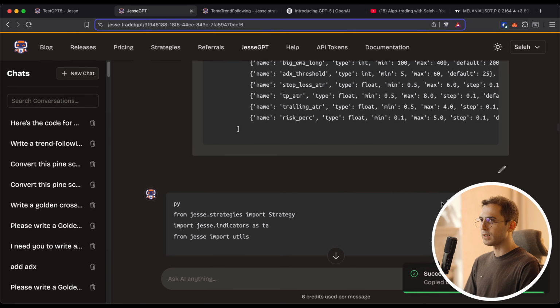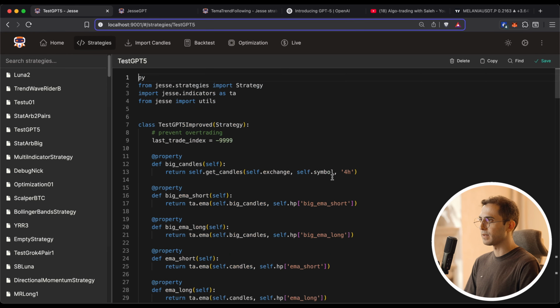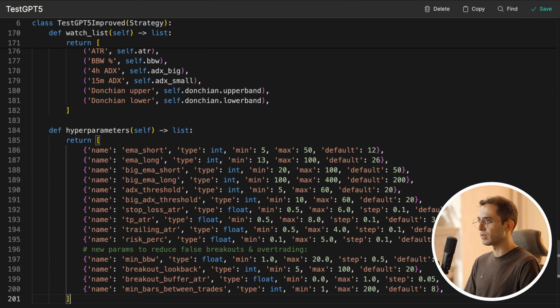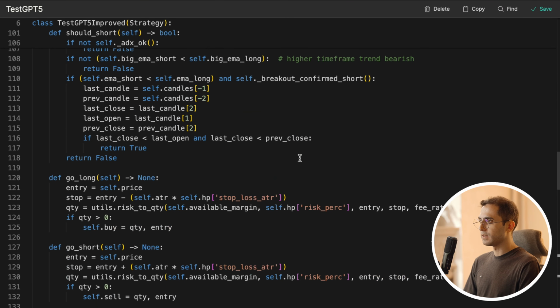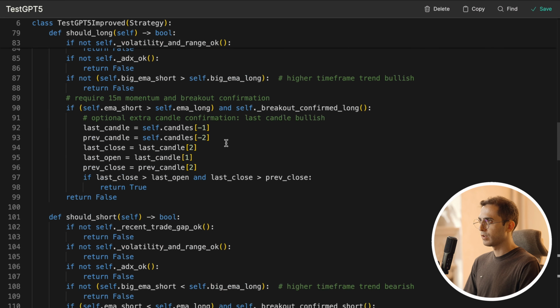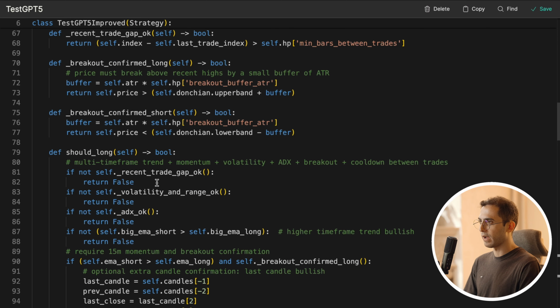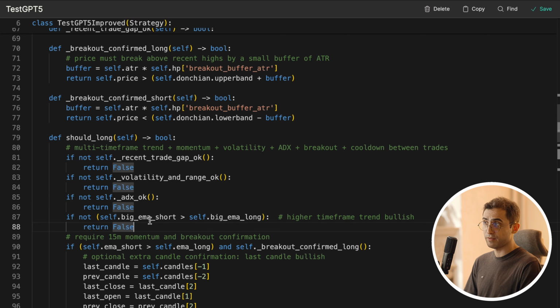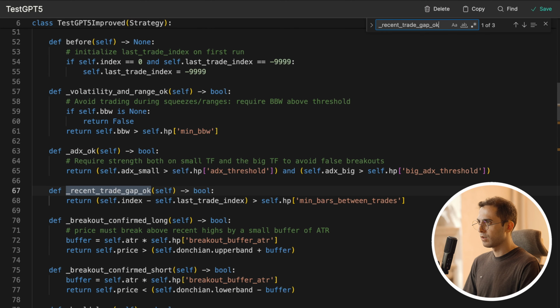All right, there we go. So let's copy this, go back, paste it again, and remove this extra py. And let's take a look. So this is a should long, our entry rule. So it defines a couple of filters. So one is recent trend gap okay. So let's see what this is. All right, so it's checking if the current index minus the last 30 index is bigger than a certain number. So it's basically checking to see some time has passed since our last trade.